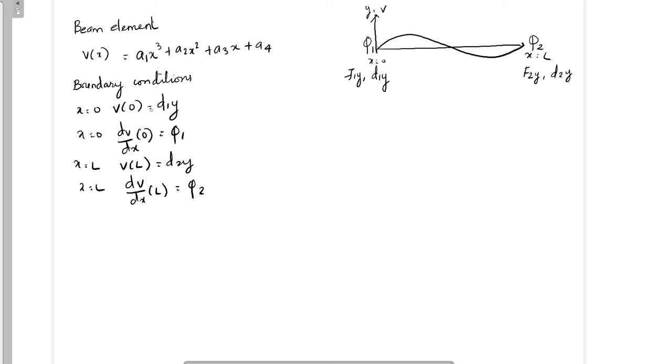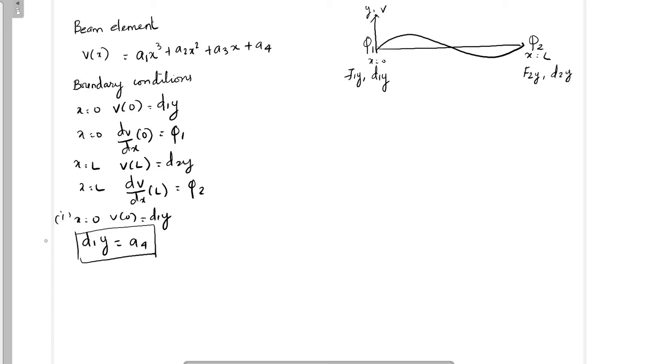So we have to find out the values of a1 to a4. I am substituting the first boundary condition. At x equal to 0, v of 0 equals d1y. So putting v of x as d1y and putting all x terms as 0, finally we come to the constant a4 being d1y. So we get one of the values for the constant, that is for a4.